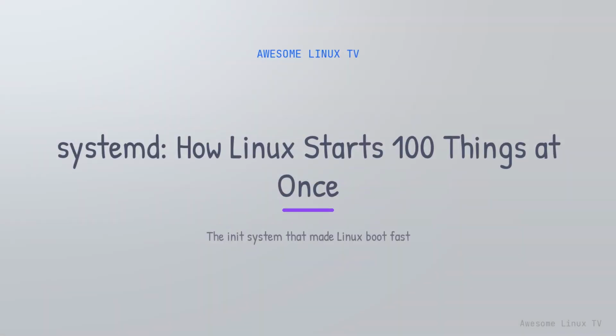When you hit the power button on a Linux machine, over 100 services spin up in seconds, not one by one, all at once. That's systemd, and it's not magic. It's a graph problem solved well. Awesome Linux TV, here's how it works.